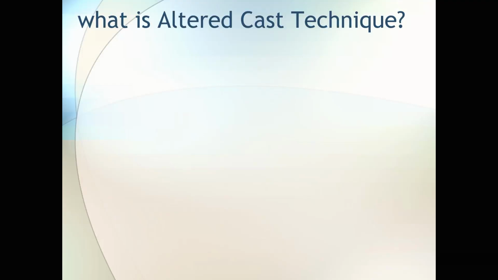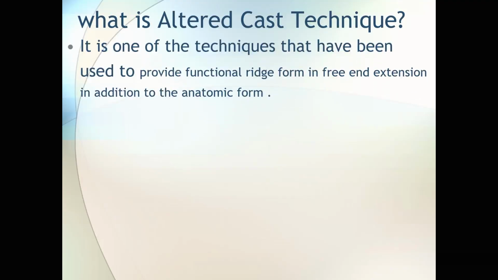So what is the altered cast technique? It is one of the techniques that have been used to provide functional ridge form in a free-end extension, in addition to the anatomic form. This means that we have two forms: one of them is the functional form, and the other is the anatomical ridge form. The altered cast technique is to provide the functional ridge form.